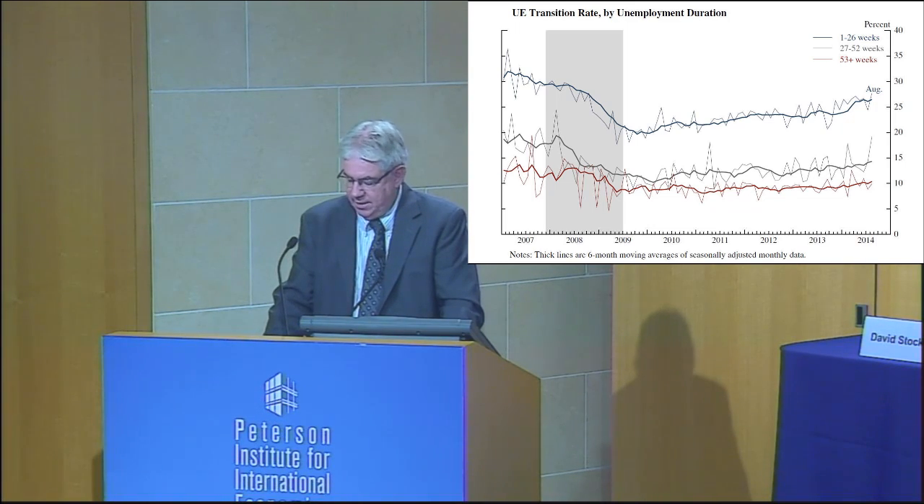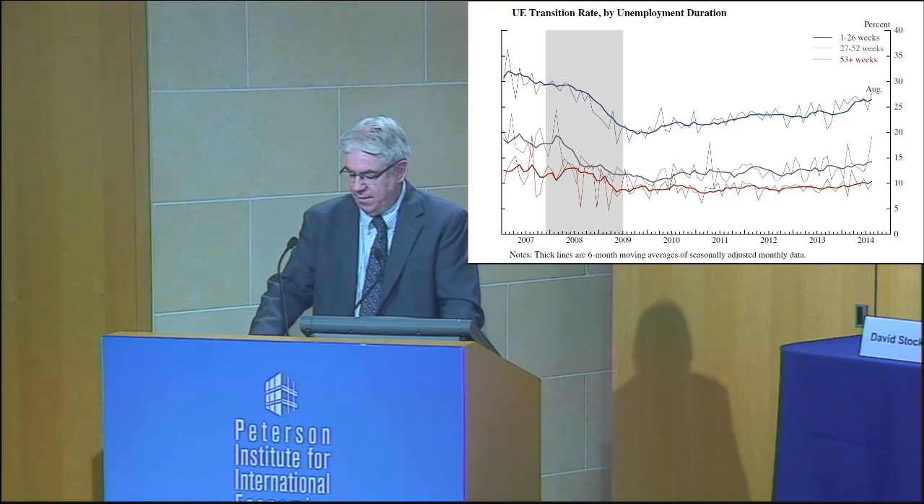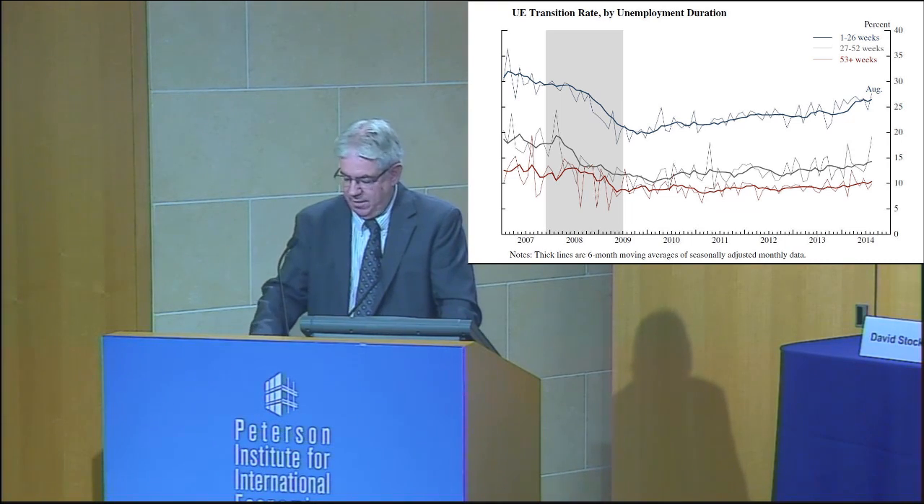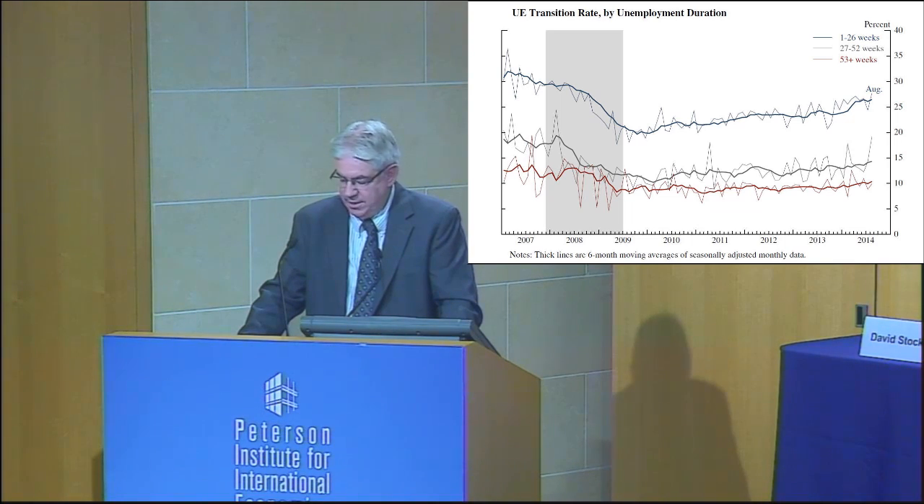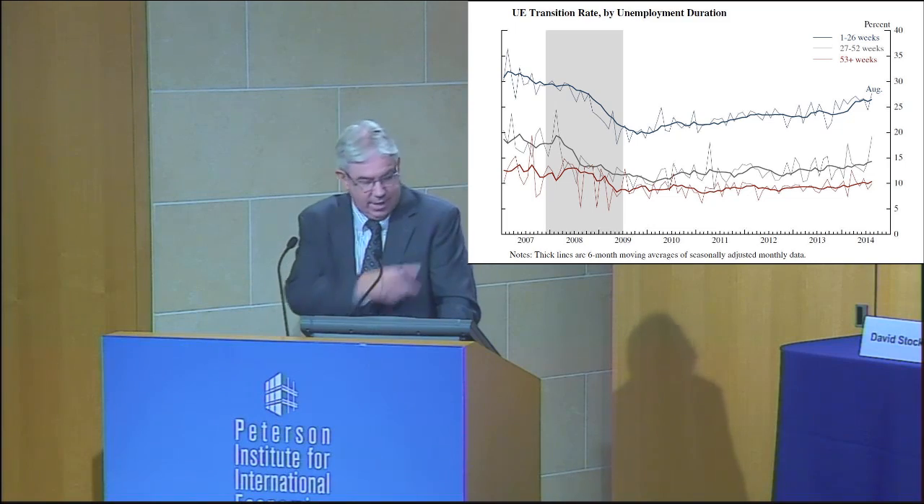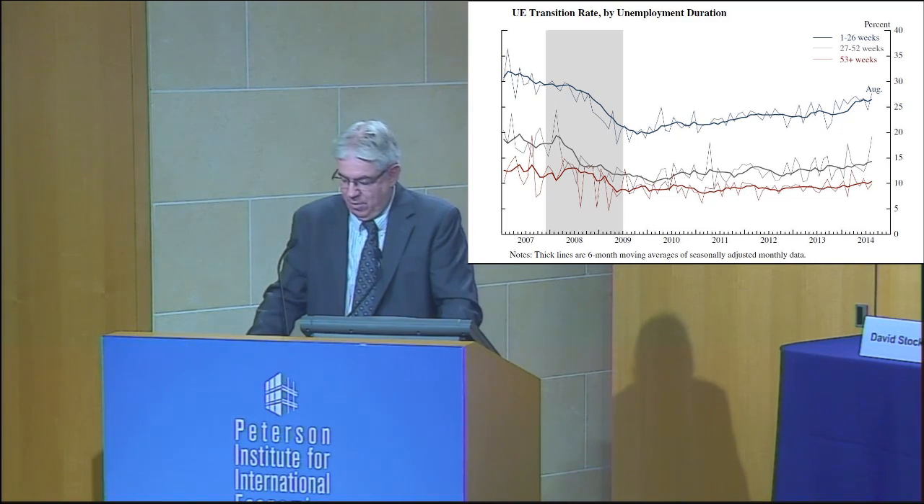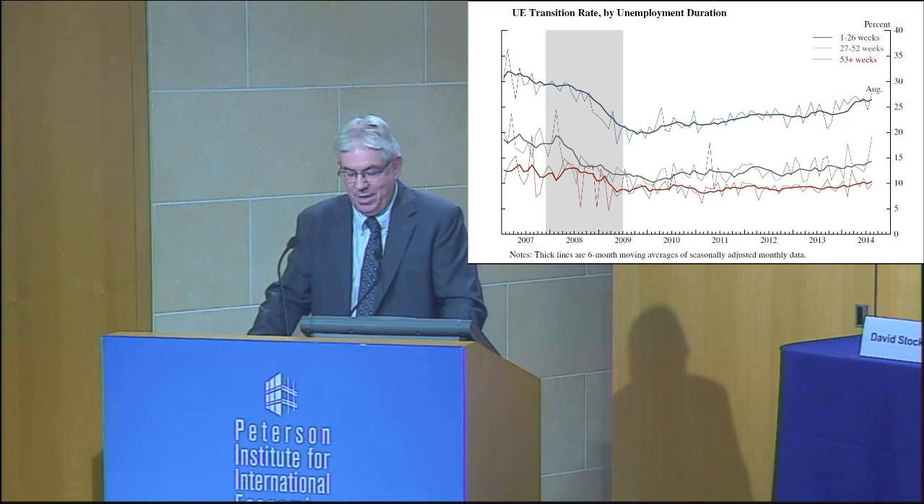And the bottom line is the transition rates for the long-term unemployed, those unemployed for more than 52 weeks. The line above that is the transition rates for people who have been unemployed from 27 to 52 weeks, and the top line is the UE transition rate for people who have been unemployed for 26 weeks or less. Now you can see here, and Mike showed this again, that people who have been unemployed longer have lower transition rates to employment in general.